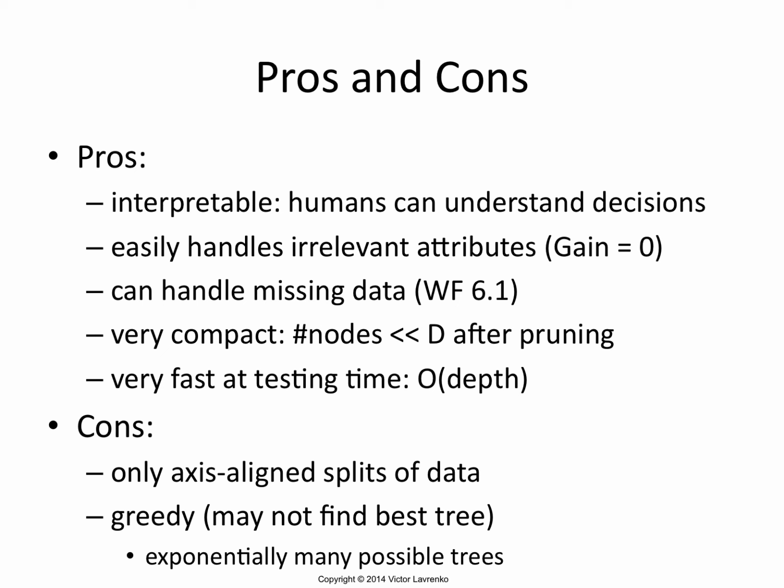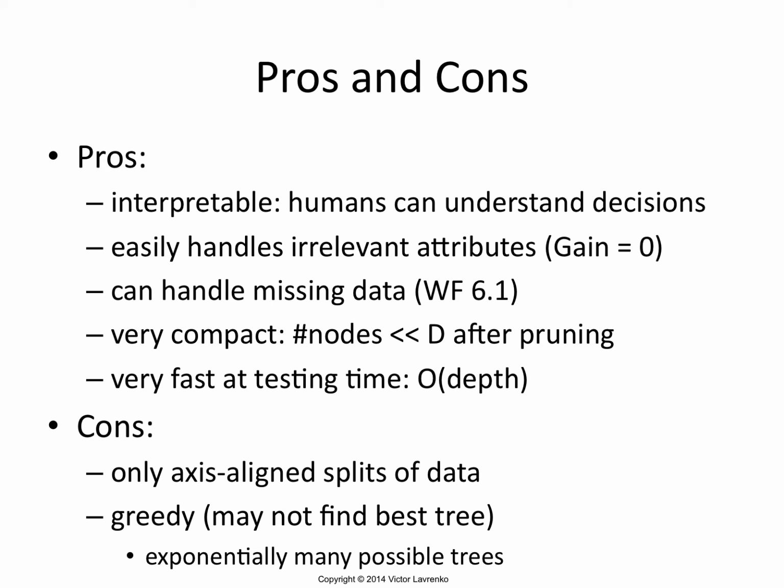Why would you and why wouldn't you use decision trees? I mentioned they're interpretable, so it's the kind of classifier where the output makes sense to a human, and it's the only classifier that you'll see in the course that has this property. It also handles irrelevant attributes nicely. For irrelevant attributes, the gain is just going to be 0, so they're going to be ignored by the classifier. There is a way to make it handle missing data, a bit complicated though.